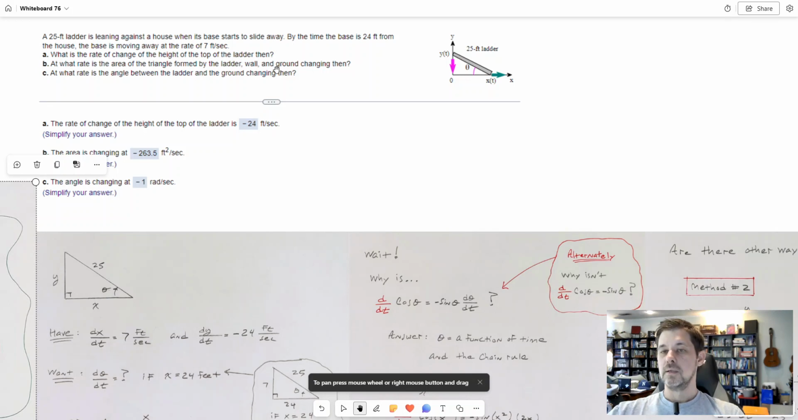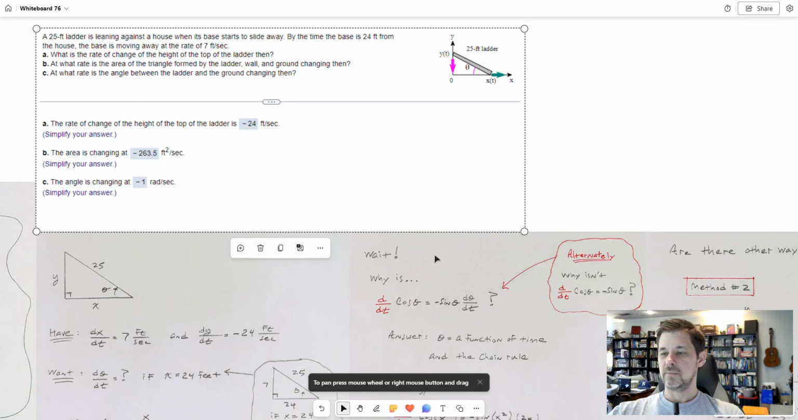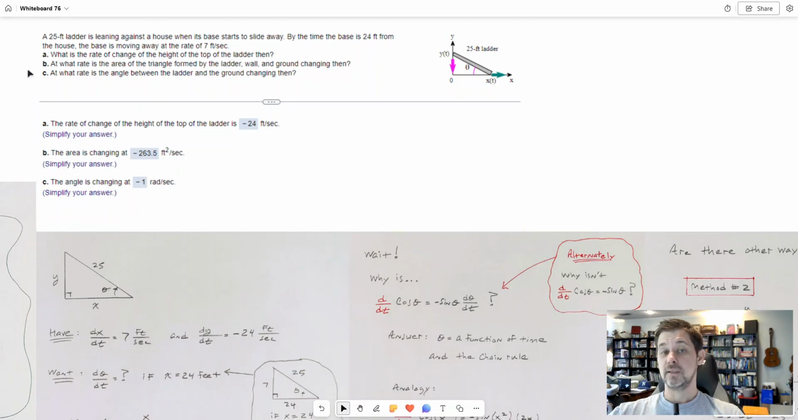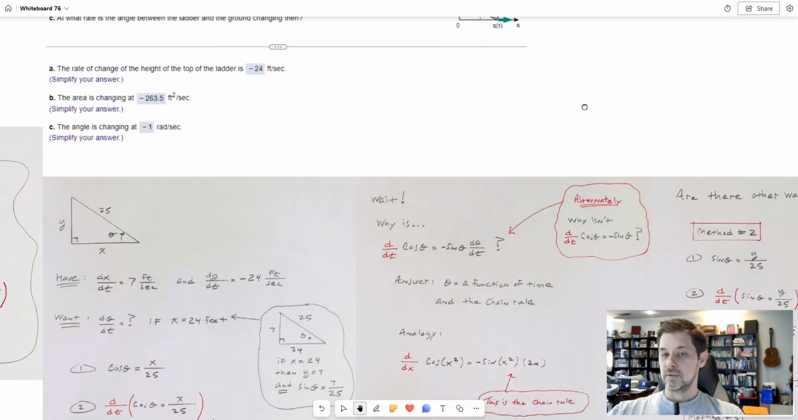Greetings, everybody. Let's look at the last part of this ladder problem. I say that because at this point, I've already made videos to address parts A and B, and I want to look at part C. So here's how part C goes.